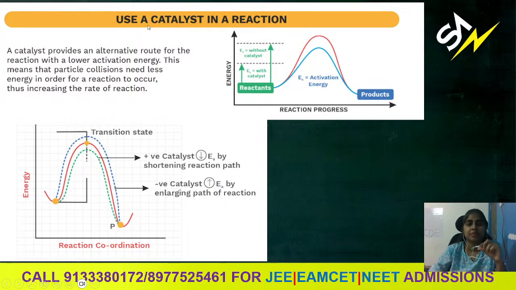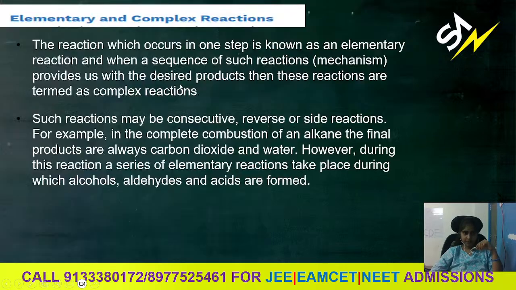Next, the use of a catalyst in a reaction. There are two types of catalyst, positive catalyst and negative catalyst. The positive catalyst shortens the reaction path. The negative catalyst enlarges the reaction path. So this is the graph when we use a catalyst. It decreases the path, and by forwarding the reaction to the products in a quick way. So that is the use of a catalyst in a reaction.